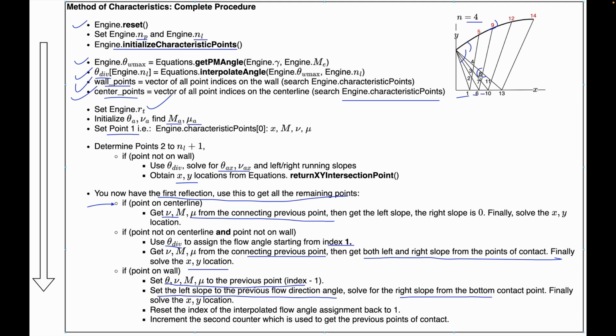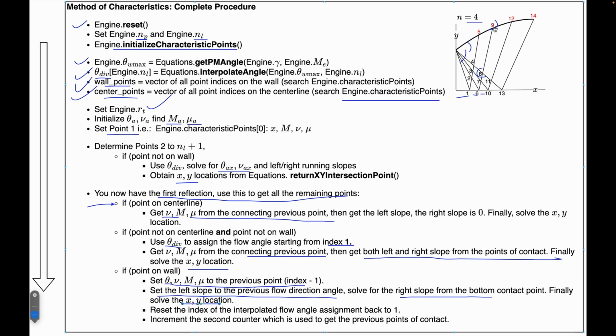That is 8 here. The left slope, that'll be the wall angle interpolation. So it'll be like -1. It'll be an angle smaller than the maximum wall angle. And you see how it goes to 0 eventually. Then you get the xy location of the wall, of location 9.